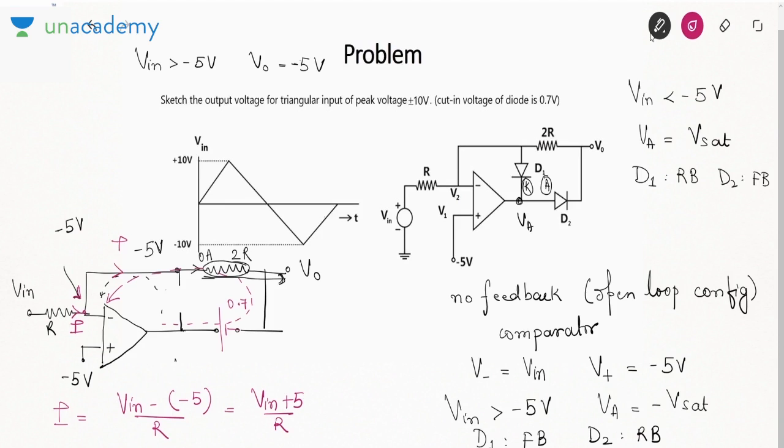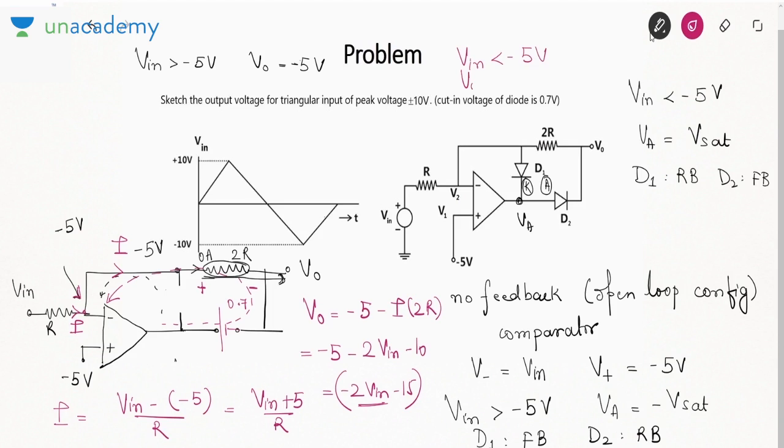This current I will go here, so there will be a plus minus polarity across 2R. So V0 is minus 5 minus I into 2R. That is minus 5, and I into 2R will be 2 Vin plus 10. So that is minus 2 Vin minus 15. So in this case, when Vin is less than minus 5, V0 is minus 2 Vin minus 15.